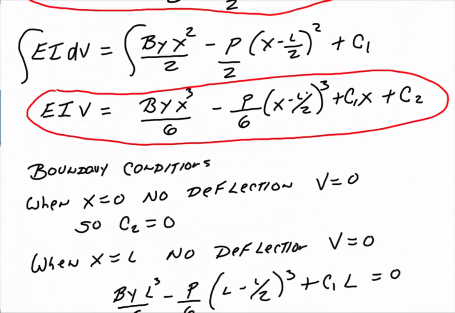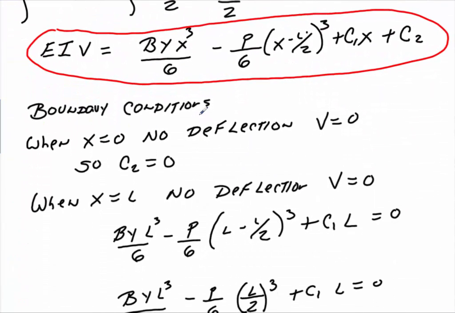So let's go back to my boundary condition. I wrote when x equals 0, no deflection, v is equal to 0. So from that point, if I put in 0 here, x is 0 everywhere, I can find that C2 is 0. So do that in red, so that's critical there. And then I said when x is equal to L, I also get no deflection, which I wrote this, and I ended up getting just an equation with L in it.